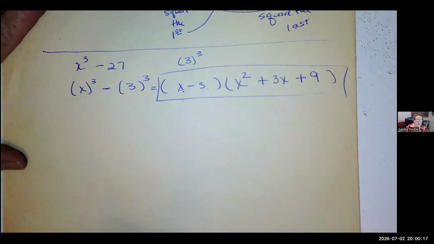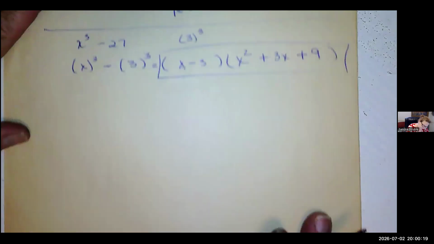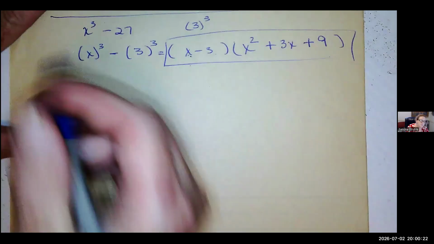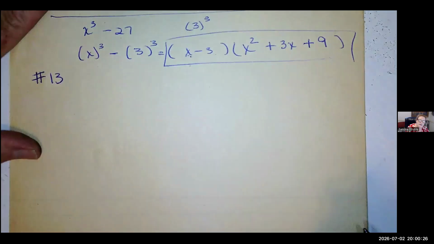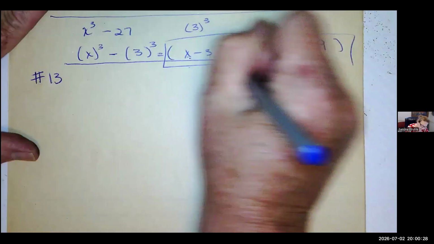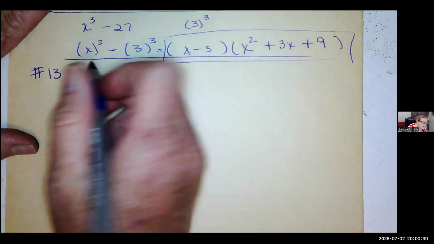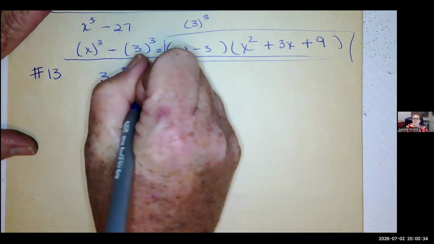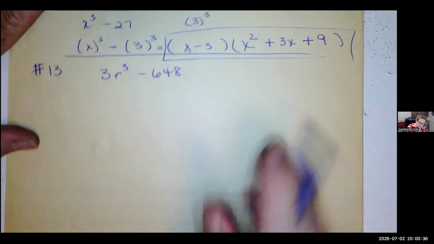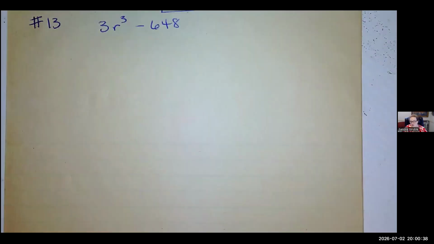All right, now I'm going to go to number 13. And this is in Special Products and General Factoring Strategy 07 homework. And it is 3r cubed minus 648. Okay, before you even start doing the difference of 2 cubes, first of all, 3 is not a perfect cube, neither is 648. So the first thing you have to do is, what do they have in common, and factor it out.